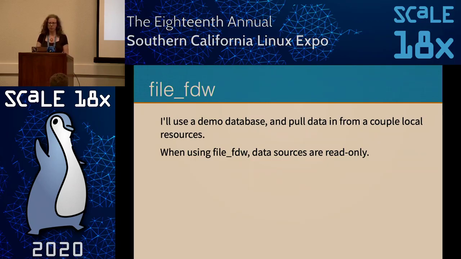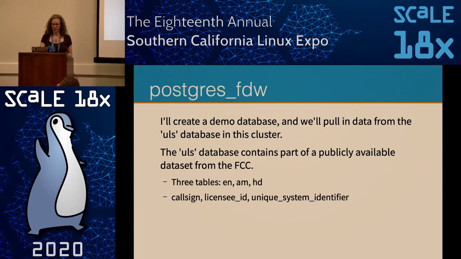So for the file foreign data wrapper, I'm just going to have a little demo database set up, and I'm going to pull data in from a couple of local resources. And when you're using file foreign data wrapper, the data resources are read only. You can't write out to your etc password file, thankfully. For the Postgres FDW demo, I'm also going to create a different demo database, and I'm going to pull in data from a database that's called ULS.